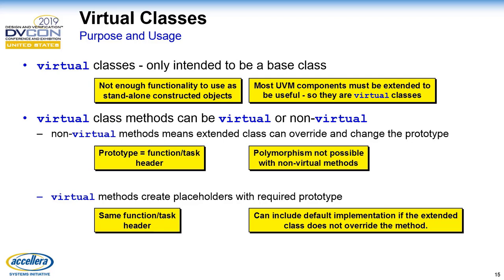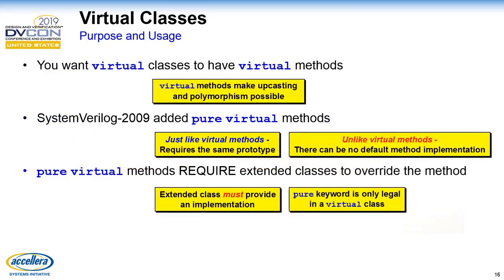Virtual methods create placeholders with a required prototype. That same function header can include a default implementation if the extended class does not override the method. So virtual classes can have virtual methods, and virtual methods make upcasting and polymorphism possible.